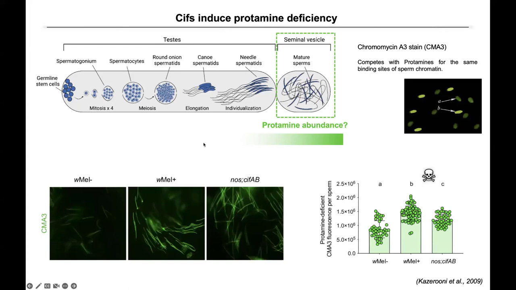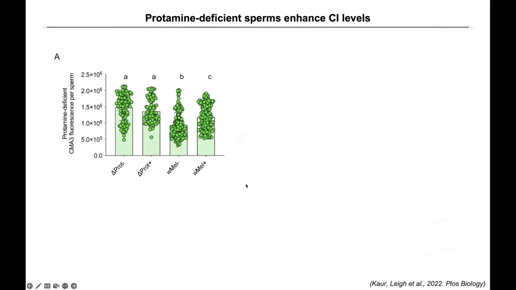We tested that in our system, and we show that in the Wolbachia-uninfected lines, sperm have less CMA fluorescent intensity, meaning that they have enough protamines. In the presence of Wolbachia and CIF-AB transgenic lines, the protamines are reduced because the CMA stain is fluorescing more. So we show that due to Wolbachia or the CIF expression, the mature sperm are protamine deficient. We also quantified the intensity from the individual sperm here. So is protamine deficiency a cause of CI or is it related to CI? We tested this with protamine mutant lines, and we created protamine mutants with and without Wolbachia. And these are our wild type controls here.